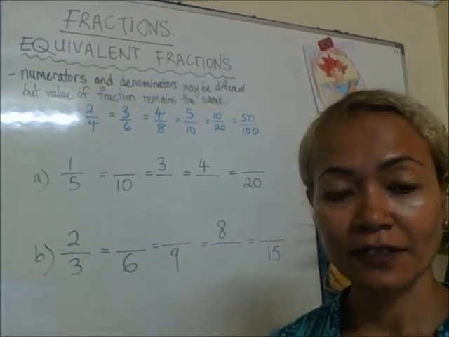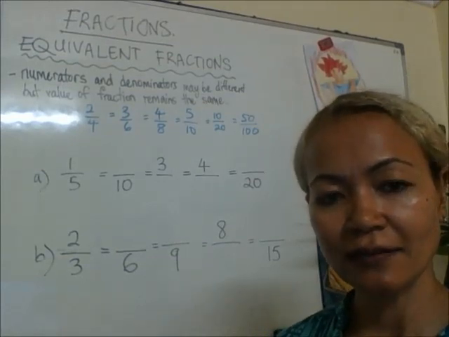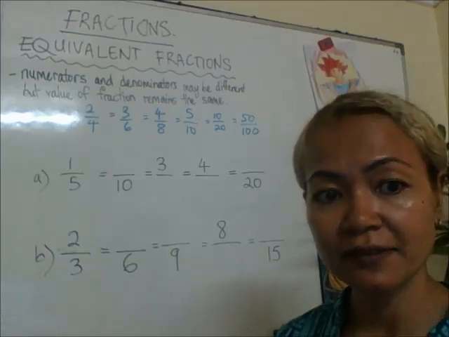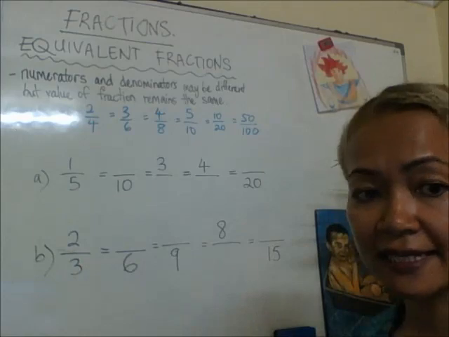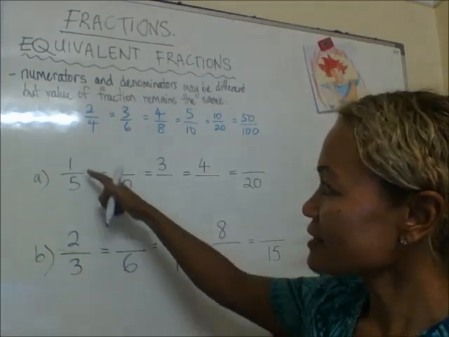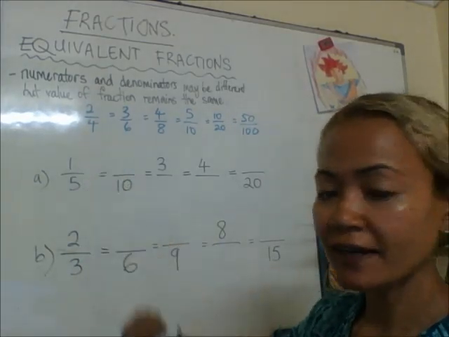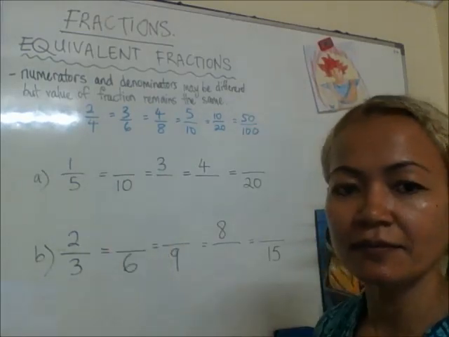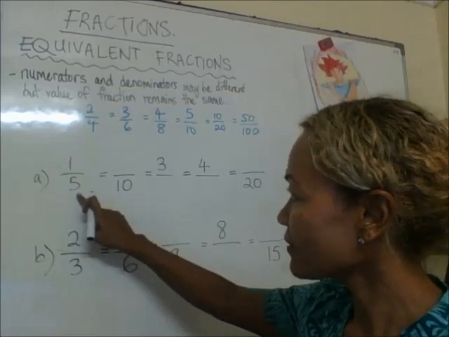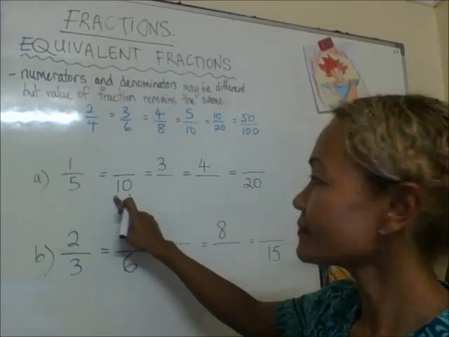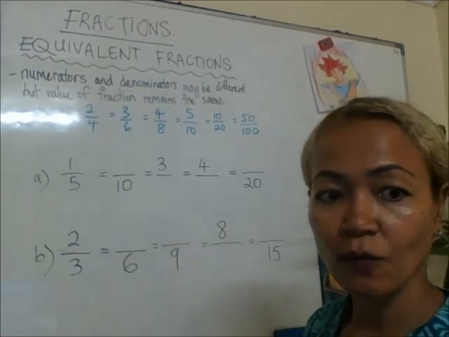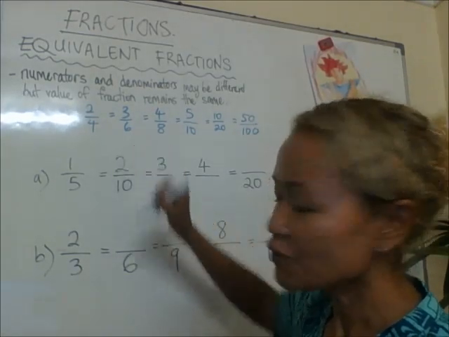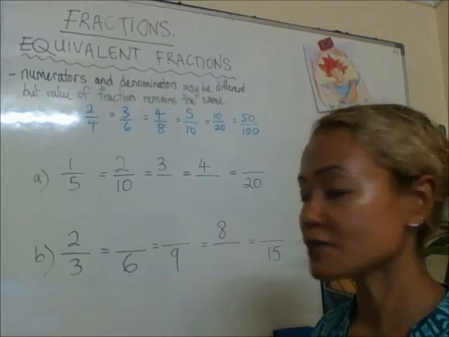Before we finish up on this small explanation on equivalent fractions, let's quickly just do 2 line examples. Okay, if you start off at 1 over 5, how do you get to 10? 5 to 10, fairly simple, times 2, right? 5 times 2 is 10. Do the same thing on the top. 1 times 2, 2 over 10. Now you got the first one.